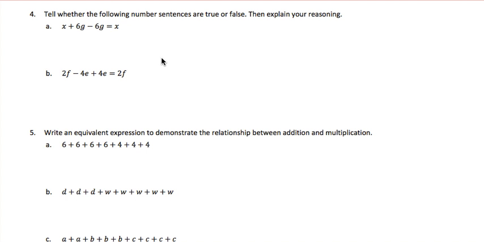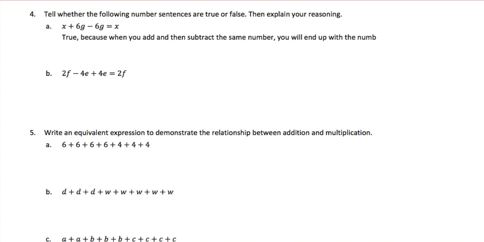Next, we're going to look at some equations and tell whether they are true or false. So in A, we started with x, we added 6g, and then subtracted 6g, and we're saying that it equals x. Now that is definitely true. Because when you add and then subtract the same number, you will end up with the number you started with.